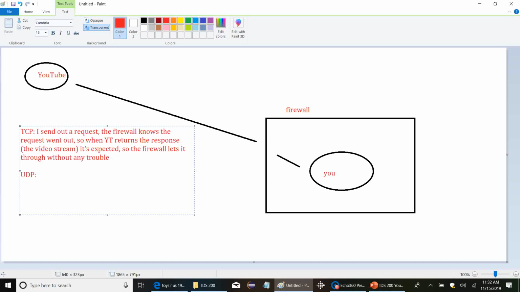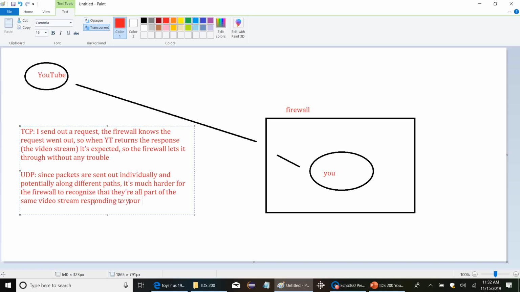But with UDP, since every packet is sent out separately and potentially along different paths, it's much harder for the firewall to recognize that they're all part of the same video stream responding to your request. It's not impossible that the firewall could set this up, but if you're running your firewall with some decent level of security, it's going to look at these packets coming from all over the internet and say, I don't know which one. I mean, yeah, they say they're from YouTube, but anybody can say they're from YouTube. How do you know? Okay?